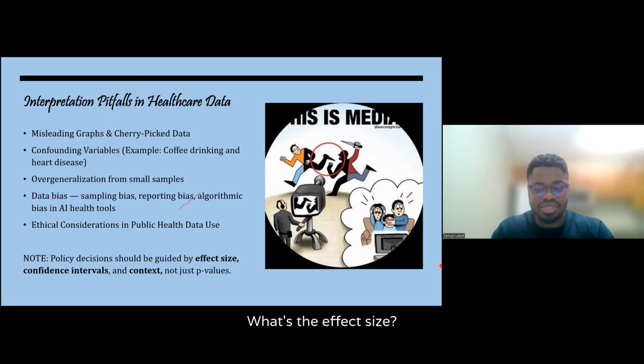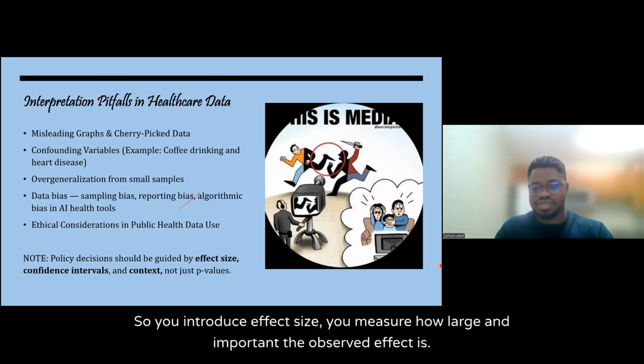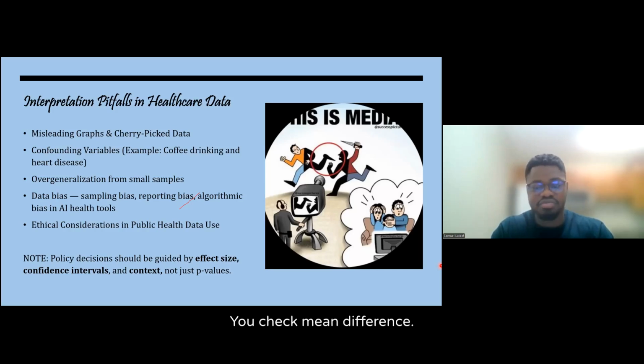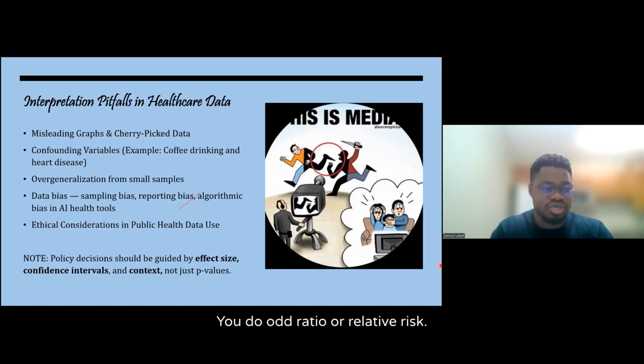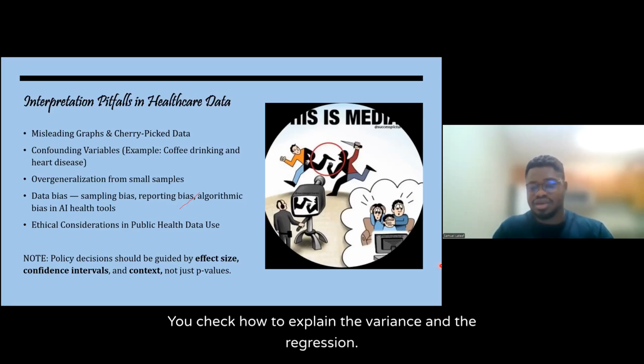What's the power? What's the effect size? How large is your sample? So we introduce effect size, you measure how large or important the observed effect is. You check the mean difference, and you use different statistical methods to do that. Cohen's d is one standardized mean difference method, right? You do odds ratio or relative risk, right? You check how to explain the variance in the regression.